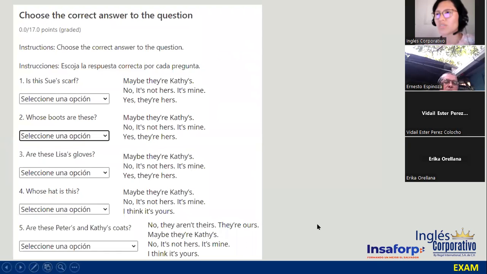Vaya. Next. Luego llegamos a la penúltima parte. Dice, choose the correct answer to the question, ¿verdad? Is this Sue's scarf? No, it's not hers, it's mine. Muy bien. ¿Por qué era la única respuesta? Porque primero la pregunta la estoy haciendo en singular. En ningún momento estoy preguntando por varias cosas, sino que solo por la bufanda. Is this Sue's scarf? No, it's not hers, it's mine, ¿verdad?